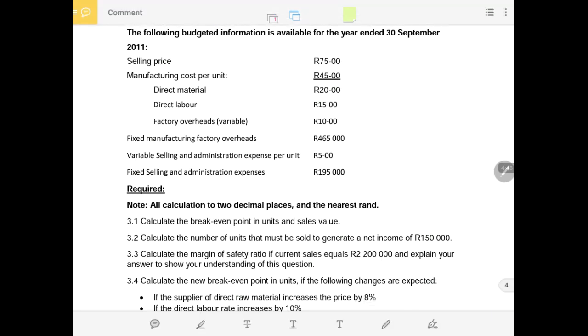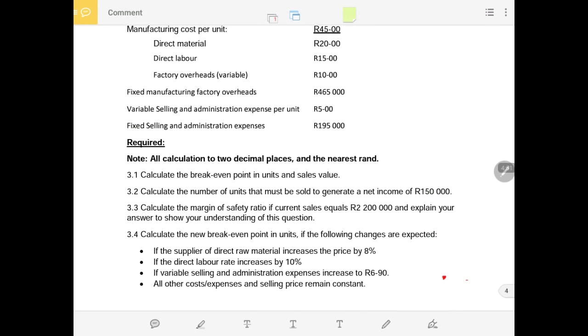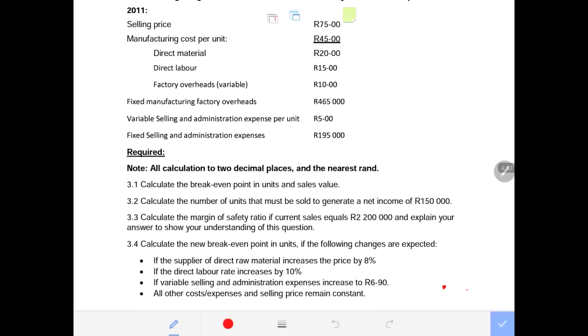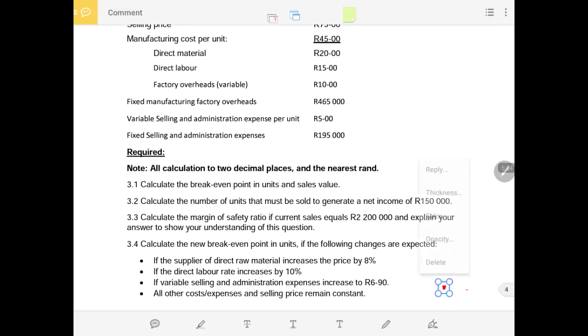Then we are provided with the requirements below, and our requirements read as follows. First, there's a note that says all calculations to 2 decimal places and nearest rands. That is very important to highlight, 2 decimal places and to the nearest rands, but it will depend on the information that we are provided.